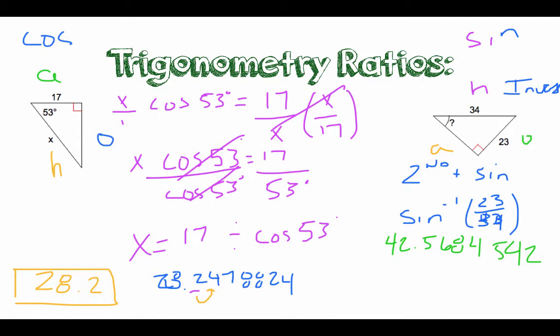42.54 and some more digits. I'm focusing again on that first digit after the decimal. The second digit there tells me to round up. So I'm left with 42.6. All right, so that would be what we have going on in this one.